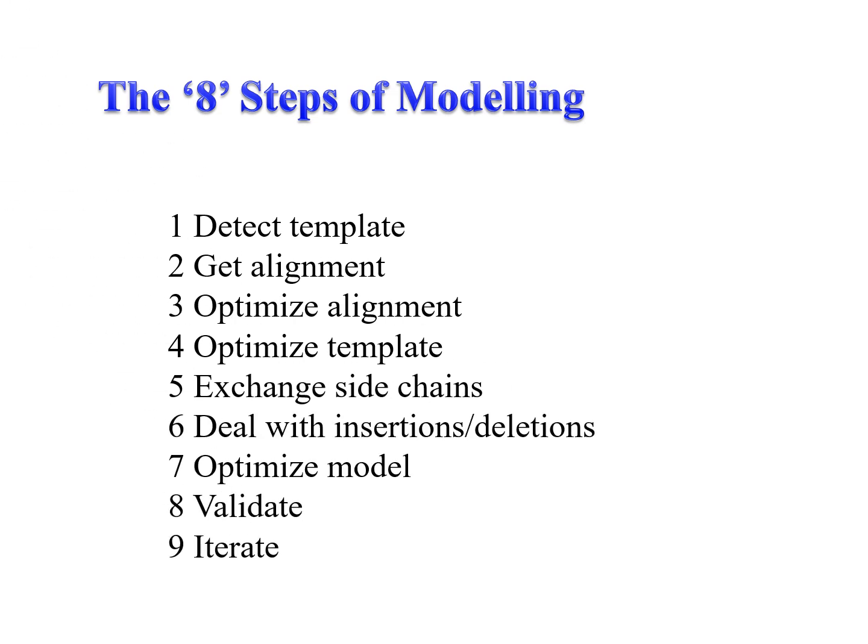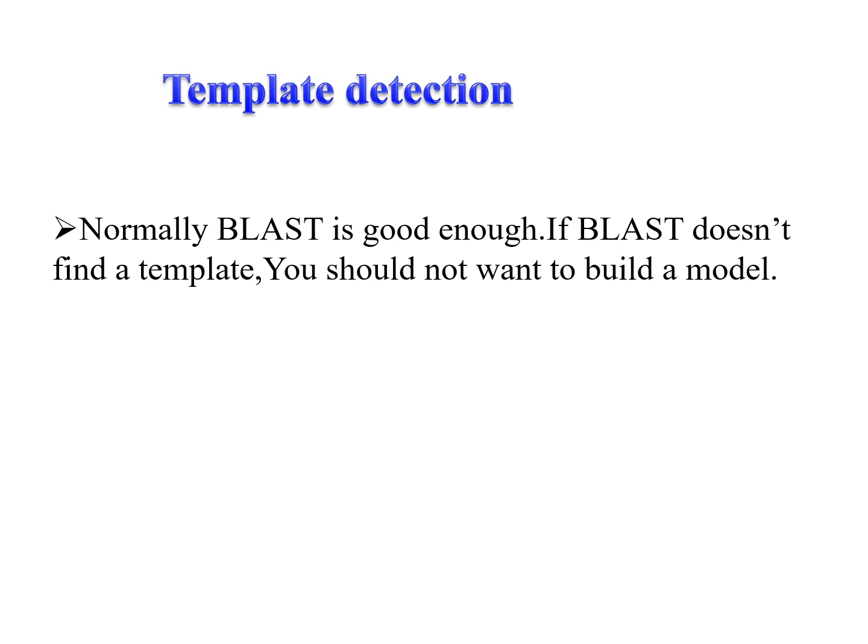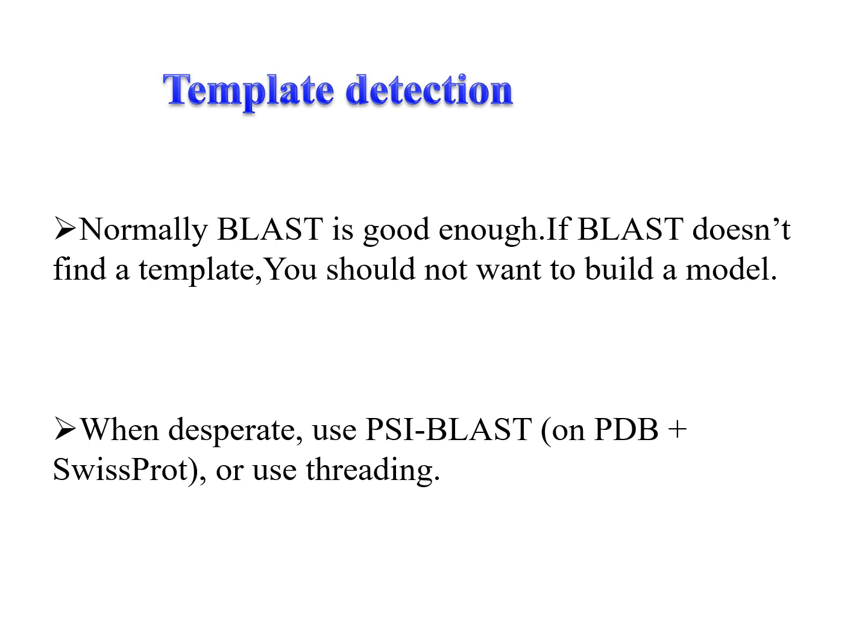In homology modeling, there are 9 steps. The first step is template detection. Template detection is nothing but how we are going to select the template from the BLAST hits. So first, template selection is nothing but you are going to select the template from the BLAST. I told you how to select.